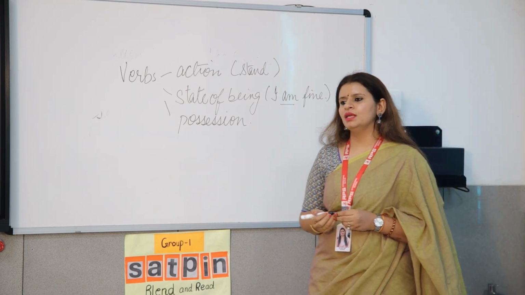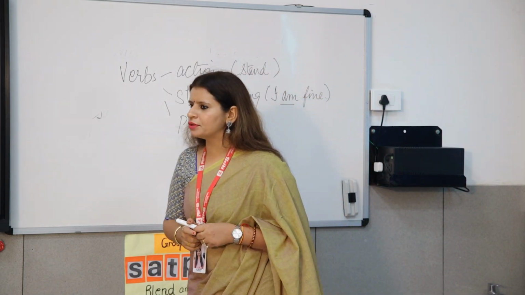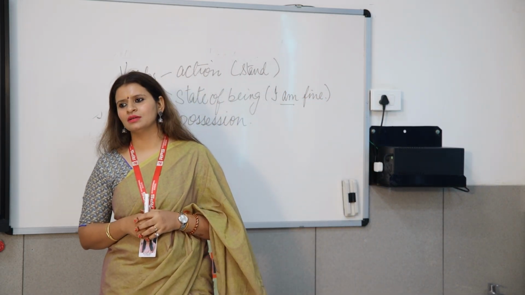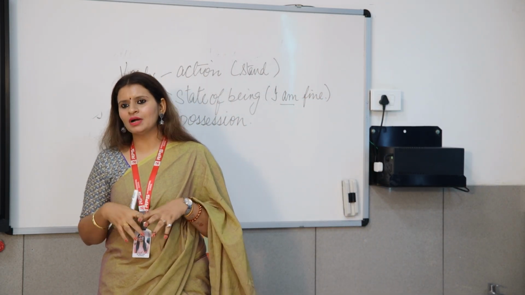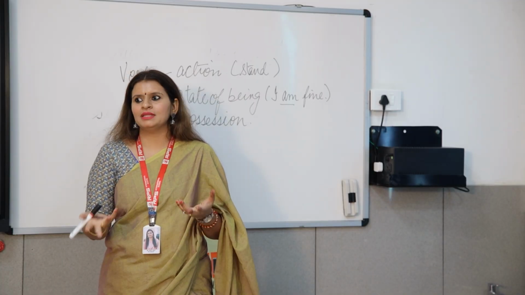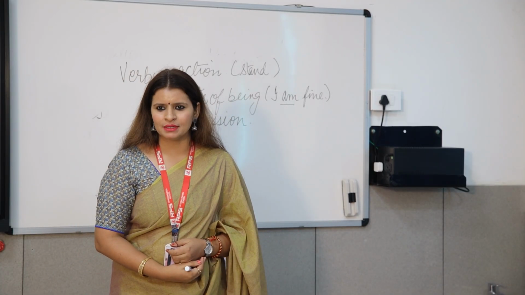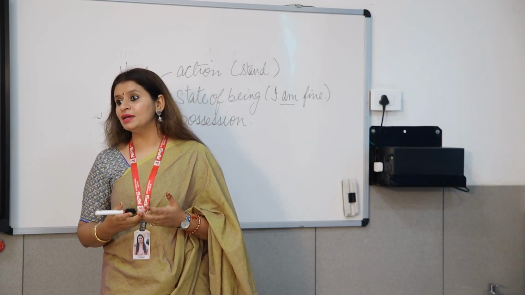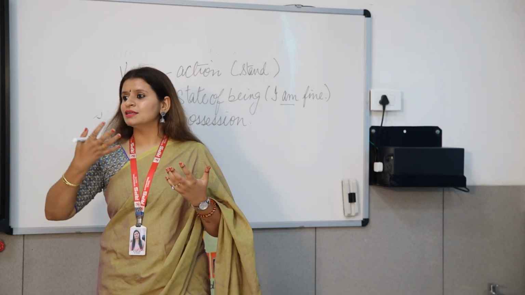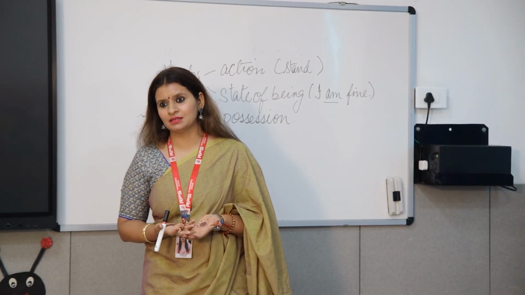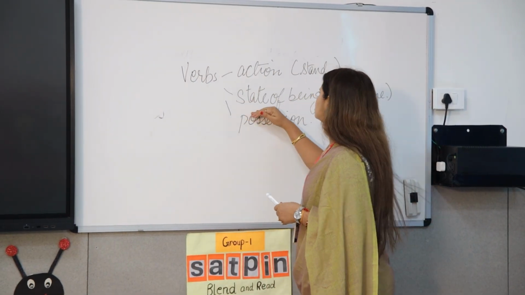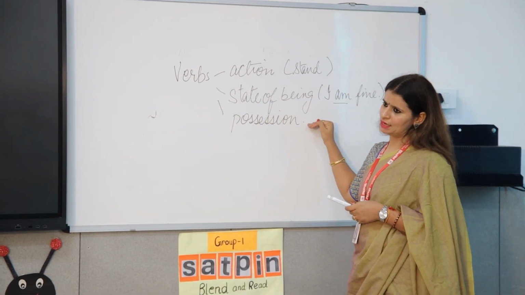Again, if I say, what did your sister become when she grew up? She became a teacher. Now what is became? You can't perform the action of became. You appear upset today. What happened? You appear. Appear cannot be performed. It's something which is visible on your face, right? So this is also called state of being, right?